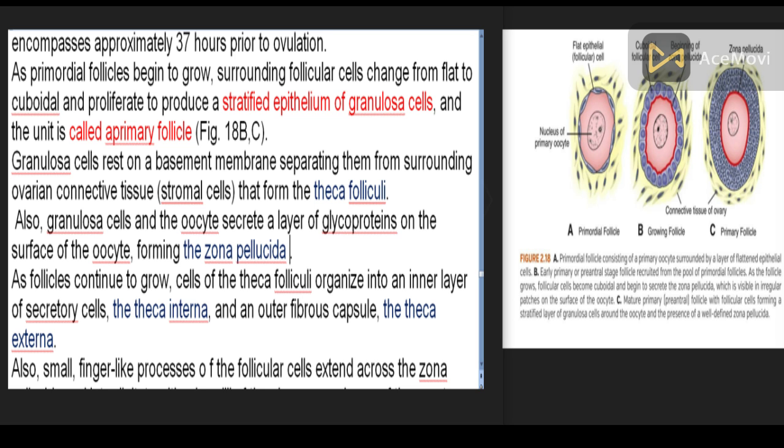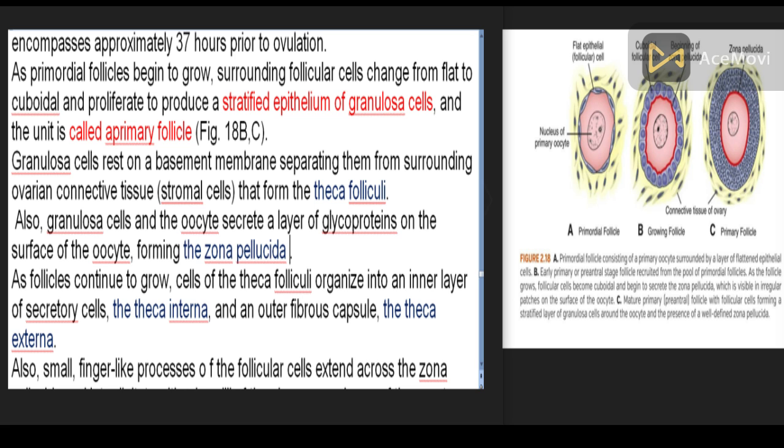As primordial follicles begin to grow, surrounding follicular cells change from flat to cuboidal and proliferate to produce a stratified epithelium of granulosa cells, and the unit is called a primary follicle, Fig 18 B,C. Granulosa cells rest on a basement membrane separating them from surrounding ovarian connective tissue, stromal cells, that form the theca folliculi. Also, granulosa cells and the oocyte secrete a layer of glycoproteins on the surface of the oocyte, forming the zona pellucida.